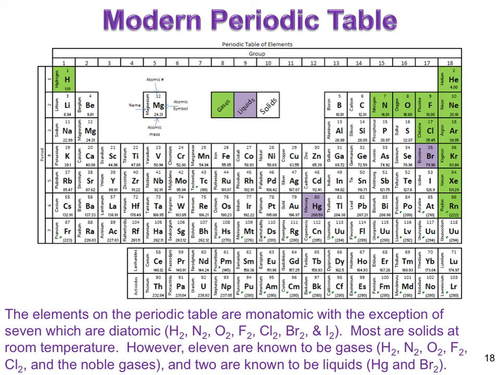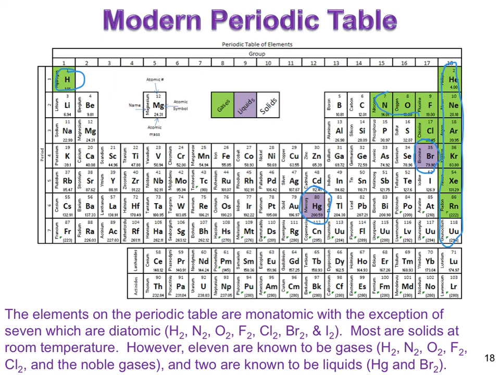Physical states of the elements. Most of the elements are solid. However, there are two liquids to note. Mercury is a liquid at room temperature, and bromine, over here in the halogens, is a liquid at room temperature. And finally, there are gases. Of course, all of the noble gases are gases. And then hydrogen being the lightest of the elements.